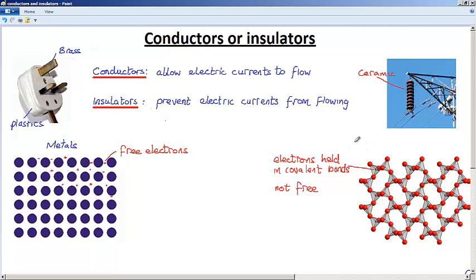So, for example, materials such as ceramics, glass, brick, rocks, and also organic materials such as plastics and wood and rubber. These all contain electrons, but the electrons are held in covalent bonds and they are not free to move. So these are poor conductors of electricity, but good insulators.